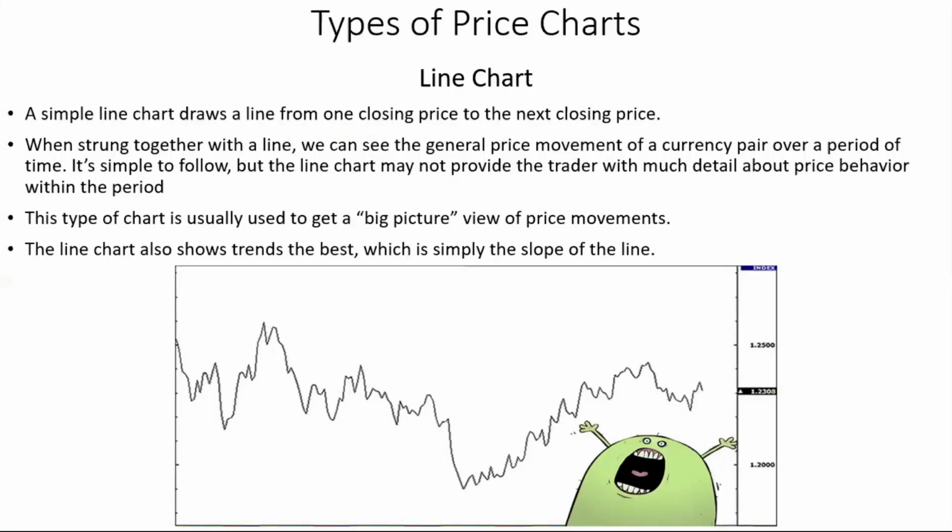Very simple, but we have to understand the line chart may not provide the traders with a lot of details about the price movement during a certain period of time. This type of chart is usually used to get a big picture view of price movement. The line chart also shows trend, because you can see it as soon as you open it. For example, from here to there, price was going down. From here to here, price was going up. The trend is up, and here the trend is down. You can see the trend clearly.